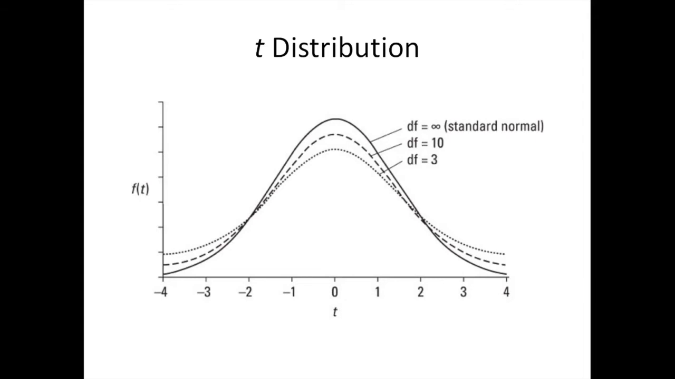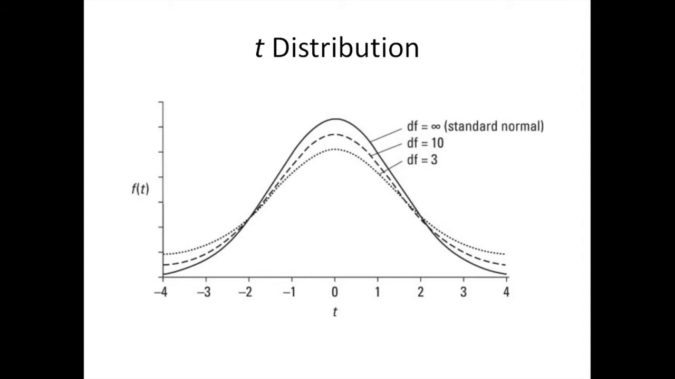So student's t, or just the t distribution here, as we see from this picture, this is a plot, a graph of its probability distribution. It's unimodal and symmetric about t equals 0. It looks like a standard normal distribution, but it has fatter tails out at the extremes.